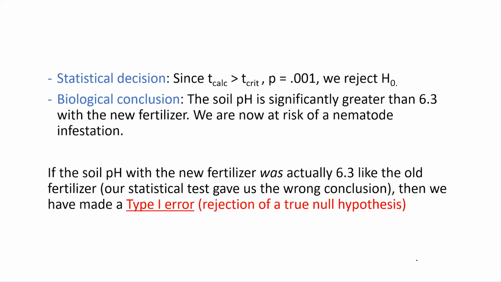If the soil pH with the new fertilizer was actually 6.3, like maybe we take 40 more samples and we find that the mean is actually 6.3, then the conclusion that we came to in this test would actually be incorrect, and we would have made a type 1 error. We would have rejected a true null hypothesis.